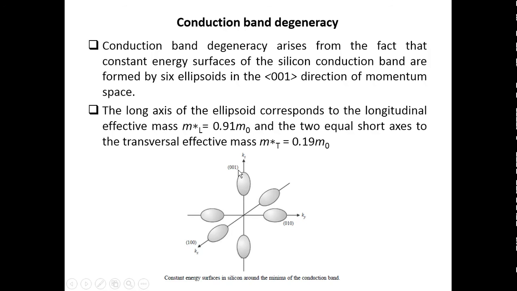Okay, so this is the ellipsoid representation for the momentum space in which the constant energy surface in silicon around the minima of the conduction band is shown.